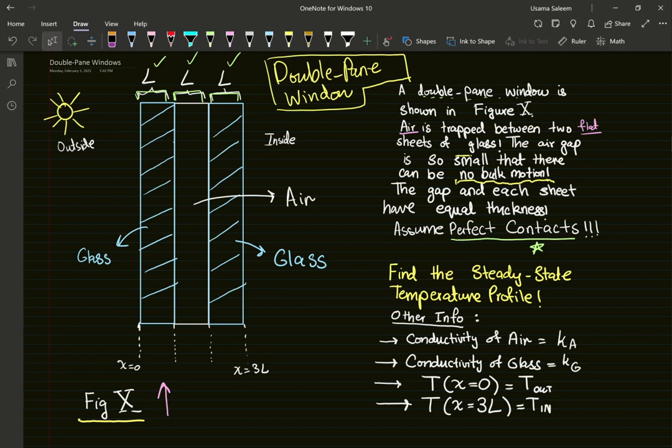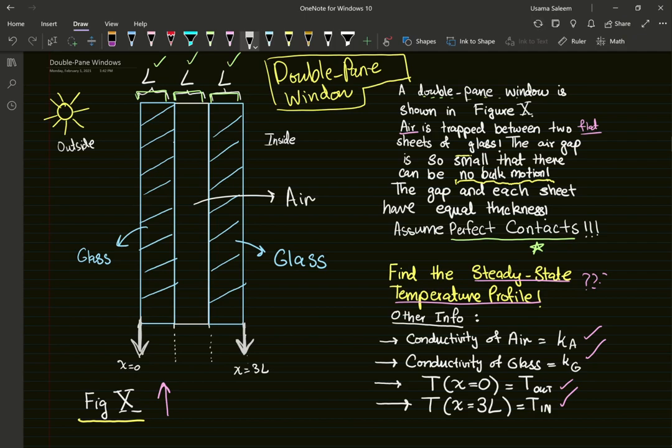And you're asked to find the steady state temperature profile. That's our main objective. And the other information: you've been given the conductivity of air, the conductivity of glass, and the temperatures at x equals 0, which is the outside wall, and at x equals 3L, which is the inside wall, the face facing your room. With that said, can we start solving this problem?